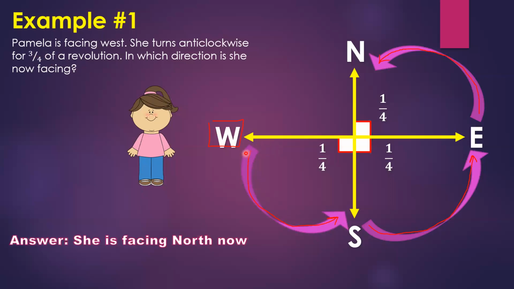So this is 1/4 of a revolution, that's 1. This is 1/4 of a revolution, that's 2. And another 1/4 of a revolution, that's 3. So because we're moving 3 times, it's 3/4 of a revolution. And so we start at west and we go to south, we're not done. Then we go to east, we're not done. Then we go to north. All right.